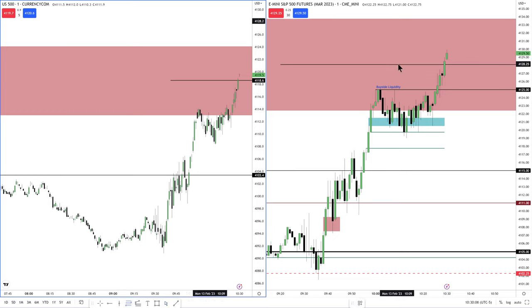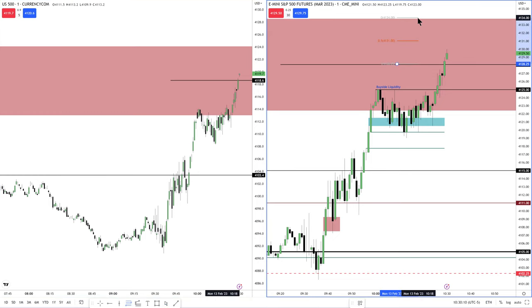So between consequent encroachment of the fair value gap on the 50-minute time frame on February 9th, your next objective for ES would be 41.31 even. And then there you go. For me personally, this would close my morning session. I would be done. I would close my trades. I would square everything. And I would relax the rest of the day.